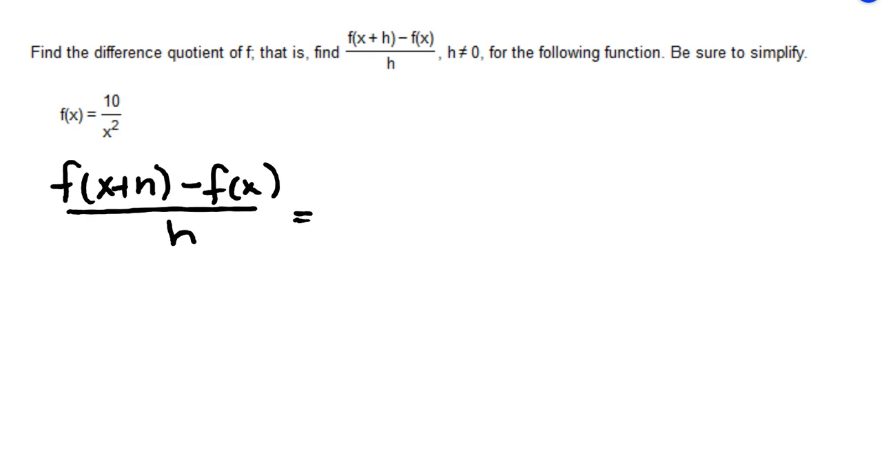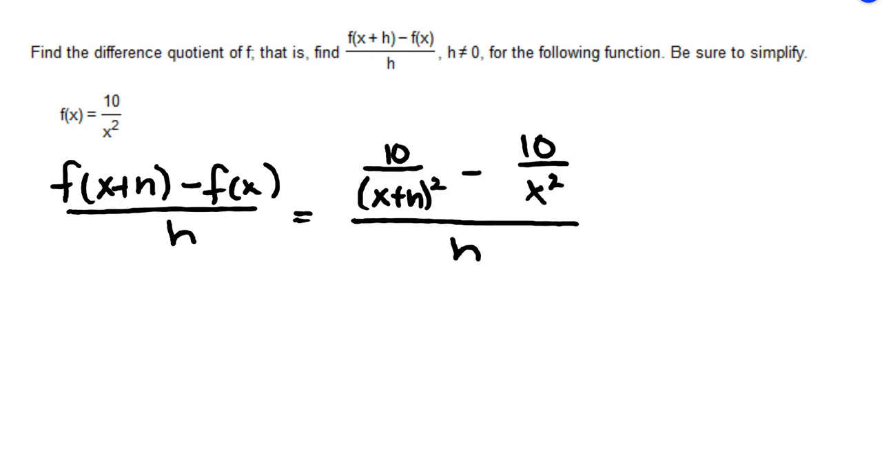For our function, for the first part, I'll replace the x with x plus h, so it becomes 10 over x plus h squared minus 10 over x squared, all over h. We're going to simplify this using a clearing fractions method. So what I want to do is simplify the complex fractions that I have. A complex fraction is when you have a smaller fraction inside this bigger fraction. So I want to eliminate those smaller fractions to simplify this expression.